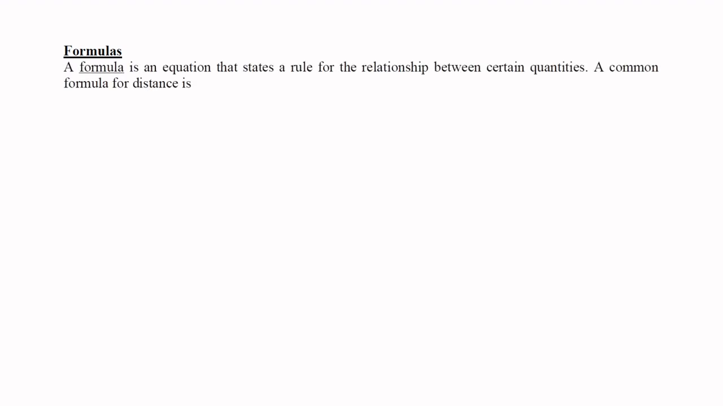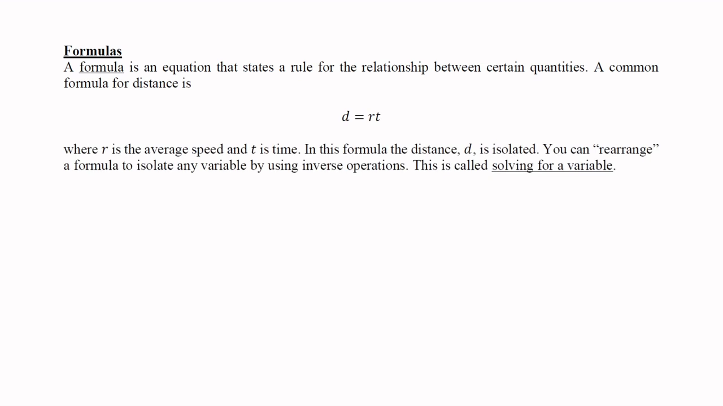It's useful to know how to manipulate equations and move things around when you're working with formulas. A formula is an equation that states a rule for the relationship between certain quantities. A common formula for distance is d equals rt, where r is the average speed and t is time. In this formula, the distance d is isolated. You can rearrange a formula to isolate any variable by using inverse operations. This is called solving for a variable.